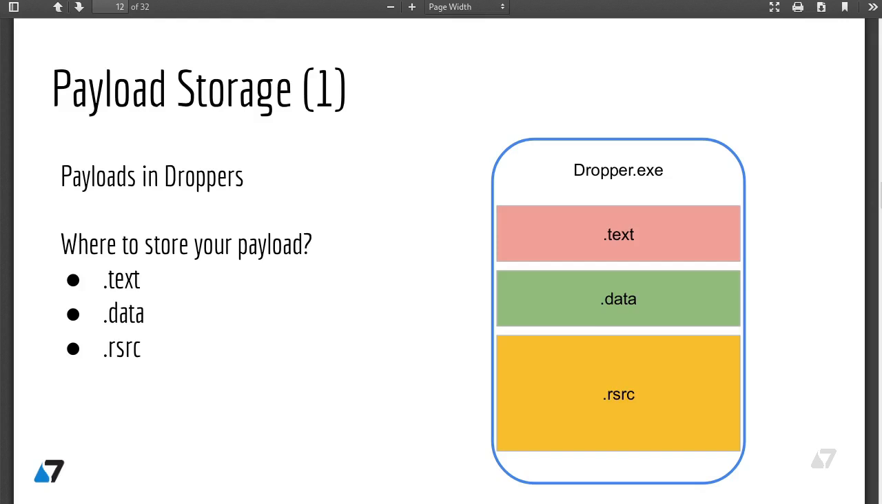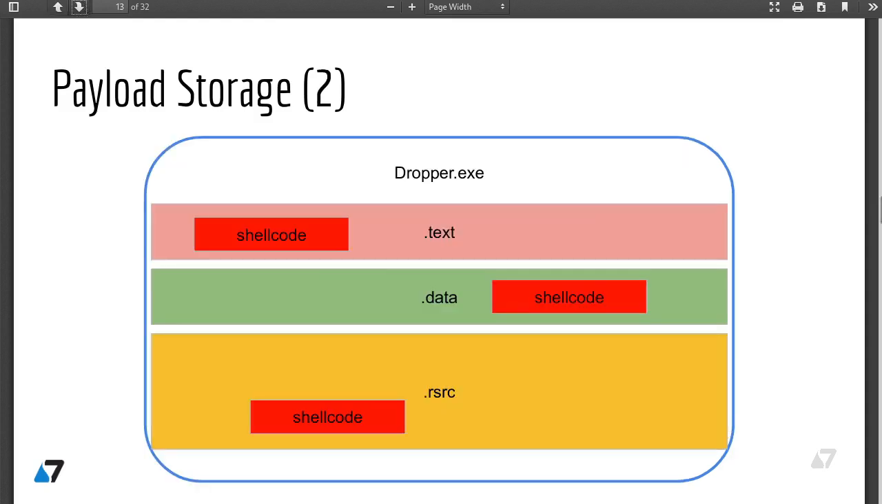Now the question is where to store your payload in a dropper, okay? And so maybe you remember from PE Primer chapter, I told you about sections in a PE file, and I told you to remember 3 section types: text, data, and resources. And the reason is these sections are a very good place to store your payload in a PE file. So to use these sections, you will have to implement your dropper code in a slightly different way.